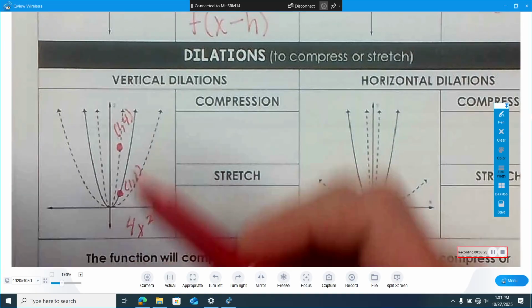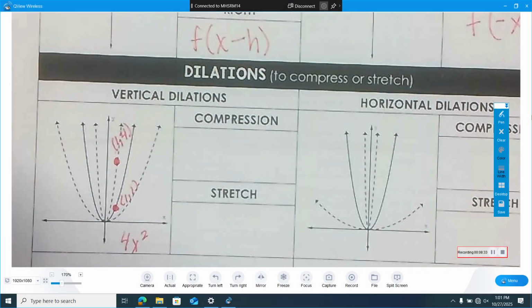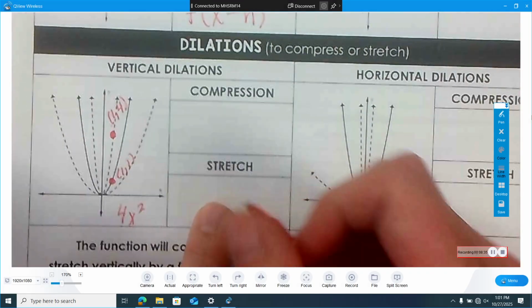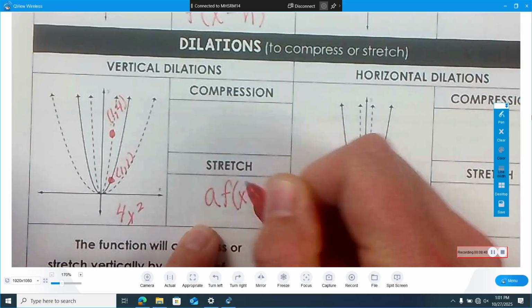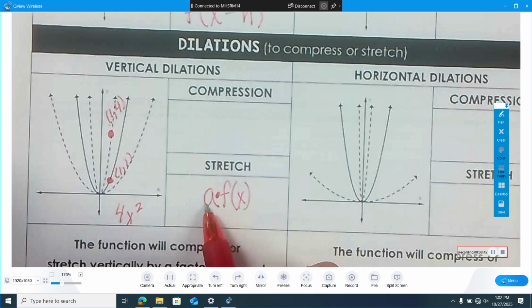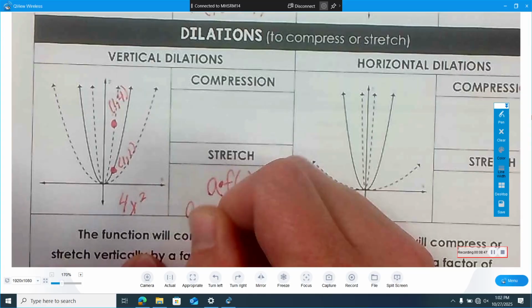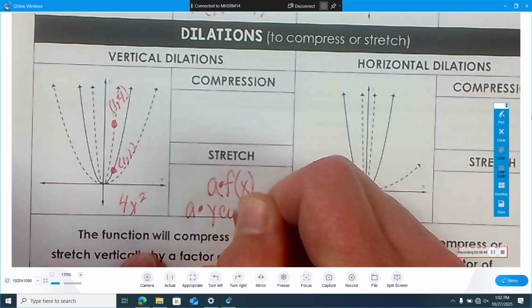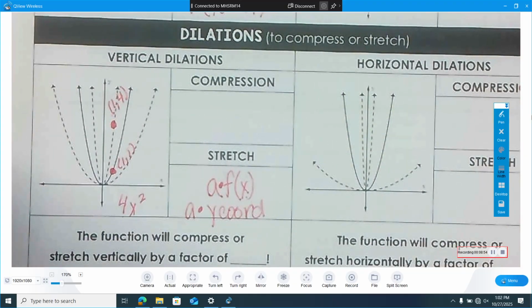When we have a number in front, it's multiplying the y-coordinate and making it grow taller. So that is a vertical stretch. If I have a number in front of my function, that number multiplies the y-coordinate, a times the y-coordinate. I like to write that down. And that's what f of x is. f of x is just the y-coordinate. It's the function value. So it's just a times the y-coordinate.